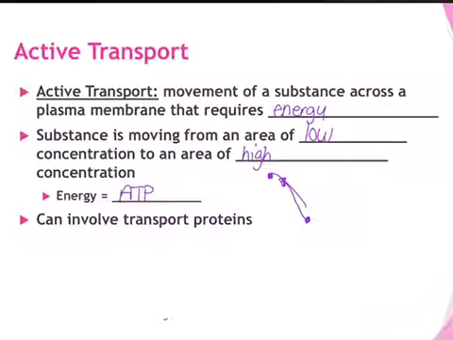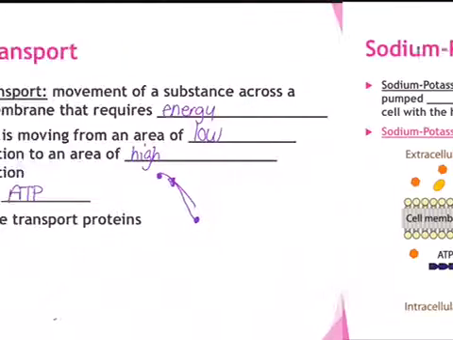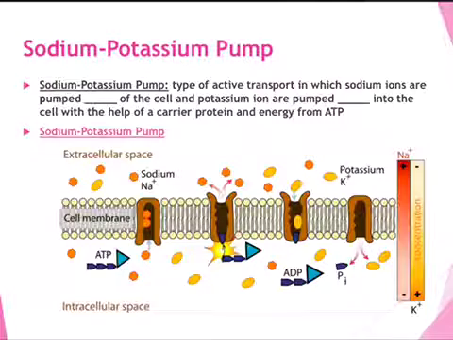Active transport often involves transport proteins. So one of those examples is the sodium-potassium pump. And this is a type of active transport in which sodium ions are pumped out of the cell and potassium ions are pumped into the cell. And we use carrier proteins to aid with that. And so I really recommend watching this video of this in action, and it brings it much more to life than just looking at the image here. But I'll try my best to explain it.